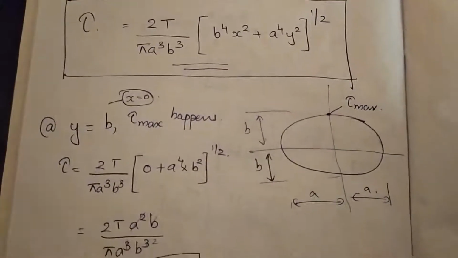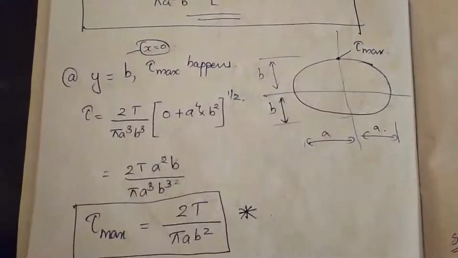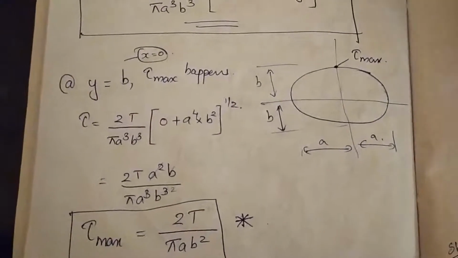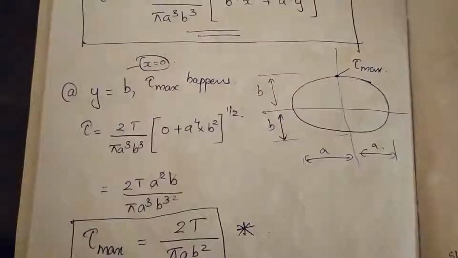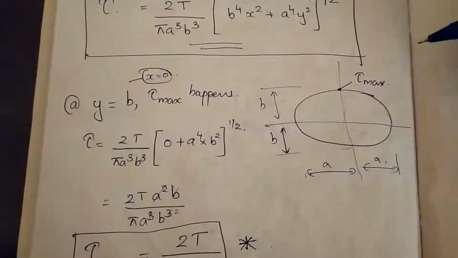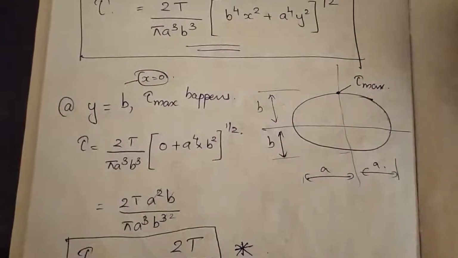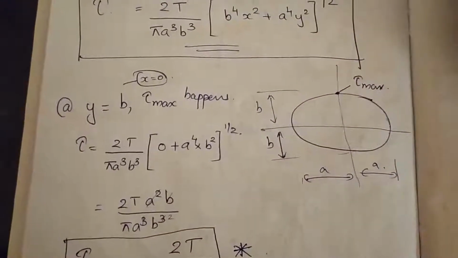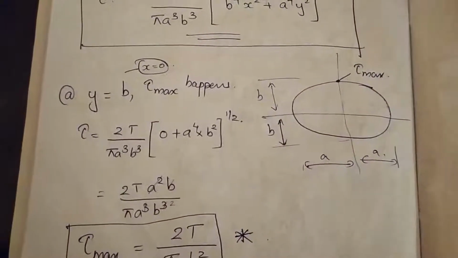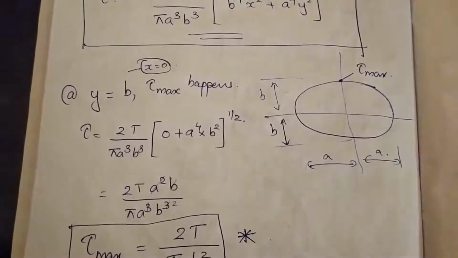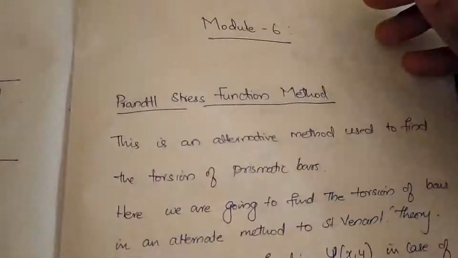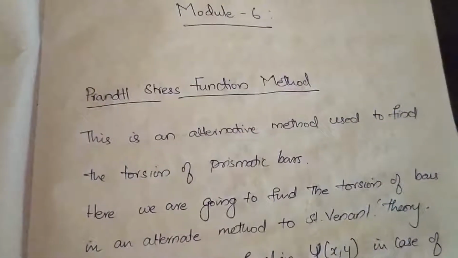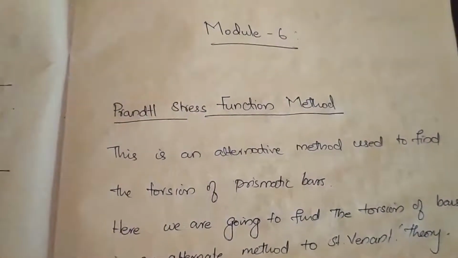So good morning students. In the last lecture we were talking about Sen-Venance method. With that we have already completed our module 5. There may be some university problems that can be asked that we will discuss in the revision part. Now we will move to module 6 and the first part is Prandtl stress function method.